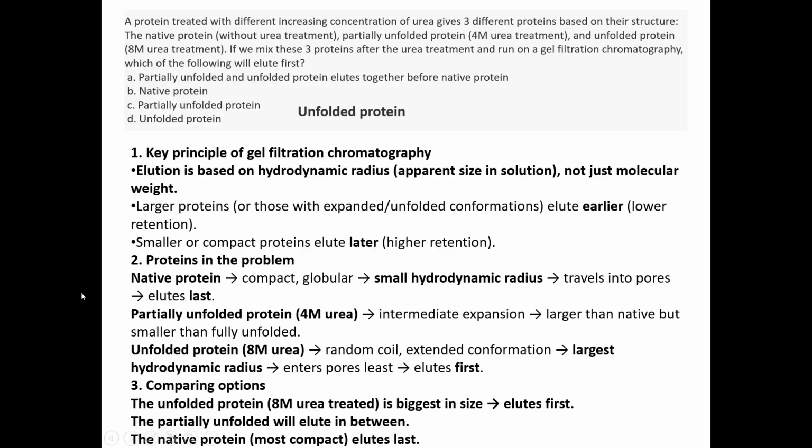Okay, so your unfolded protein is biggest in size and will elute out first, and your partially unfolded will elute in between, and your native protein, which is most compact, will come out in the end because it will go through all the pores in your beads. I hope it is clear.